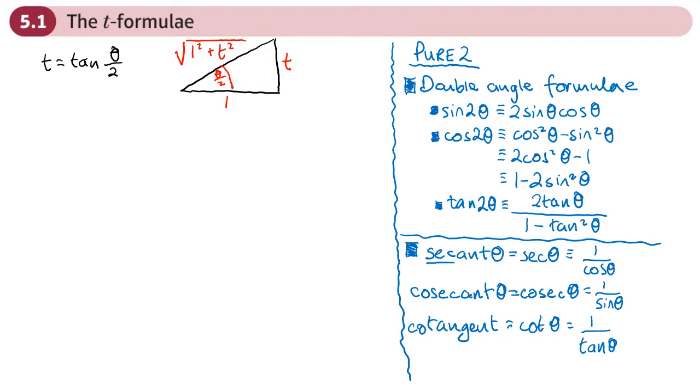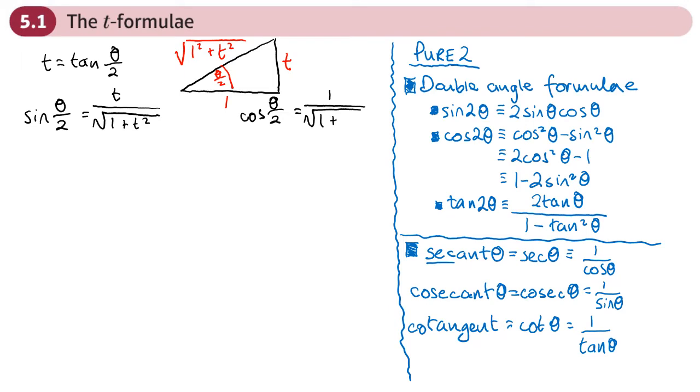Now from that, I can actually write down that sine theta over 2, using that right angle triangle I've got there, is going to be the opposite over the hypotenuse, so that'll be t over root 1 plus t squared. I can also do the same for cos theta over 2, that's going to be the adjacent over the hypotenuse. Okay, so this is just using Pythagoras.